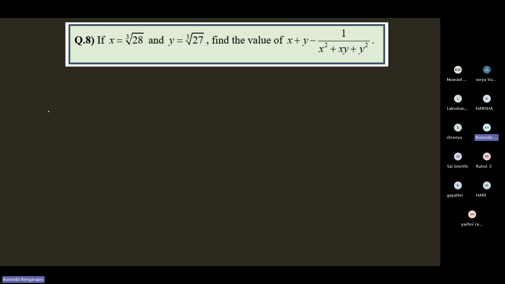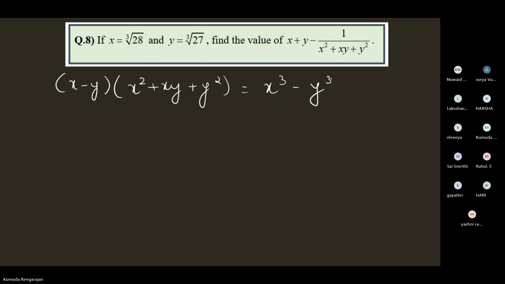To answer this question, you need to recall this identity. x minus y into x squared plus xy plus y squared is equal to x cubed minus y cubed. We have seen this identity earlier, same chapter, where we had to find the value of x cubed plus 1 by x cubed minus 1 by x cubed. So a set of identities have already been introduced to you. You can just go back, look into your notebook after the class.